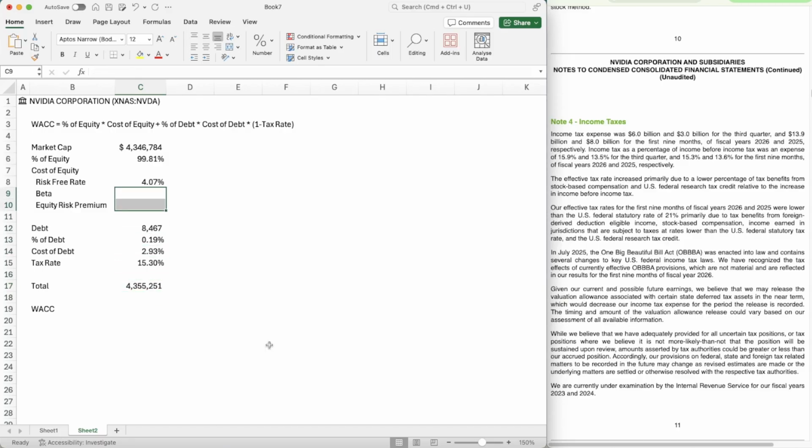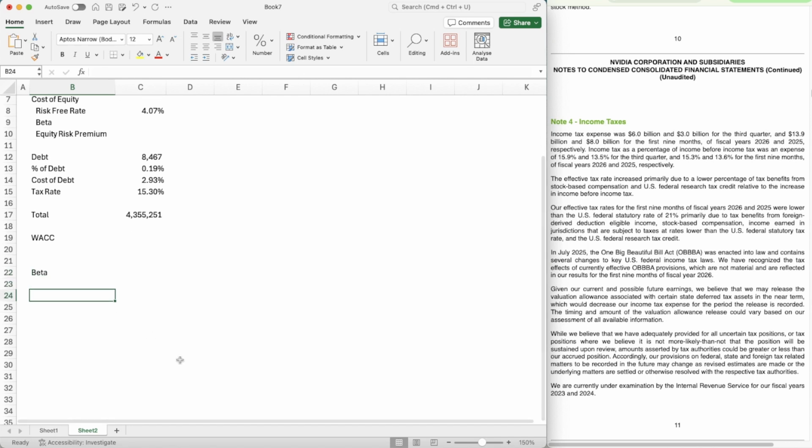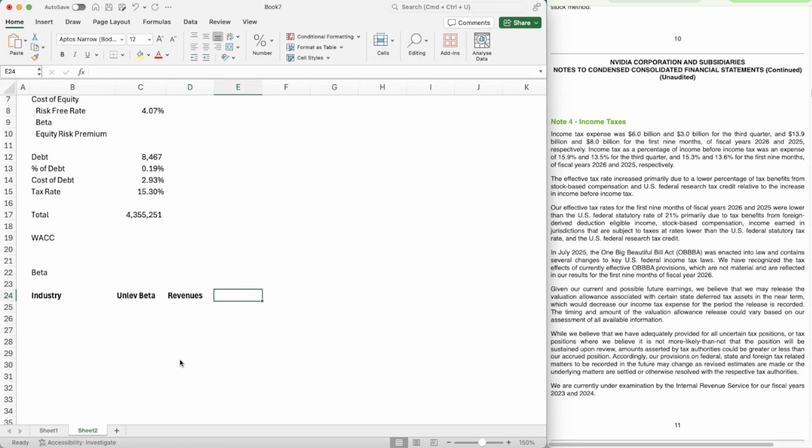Okay, now let's do the beta and the equity risk premium. To work out the beta, we need to look at the industry that Nvidia operates in, the average unlevered beta for that industry, the revenues for Nvidia in that specific segment, the EV to sales, which can give us a value of that segment. We want to know the proportion, and then we get our weighted beta.